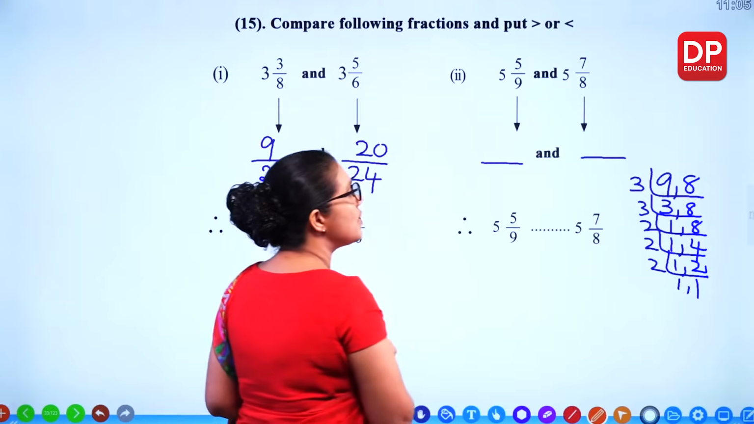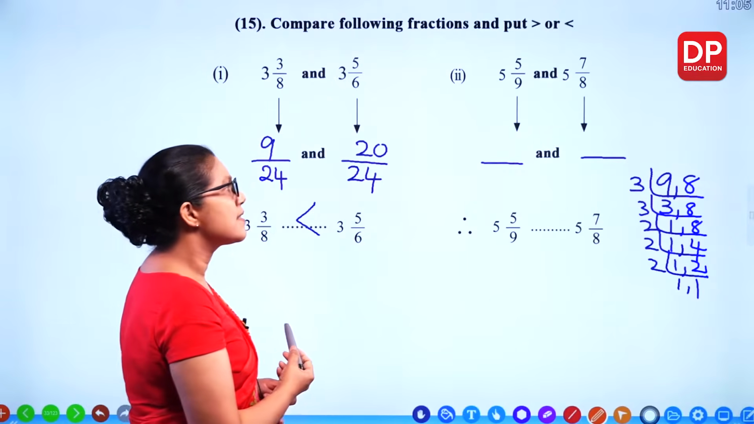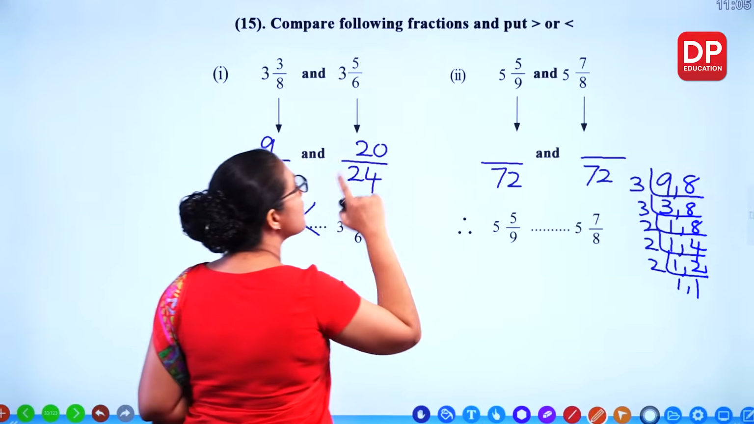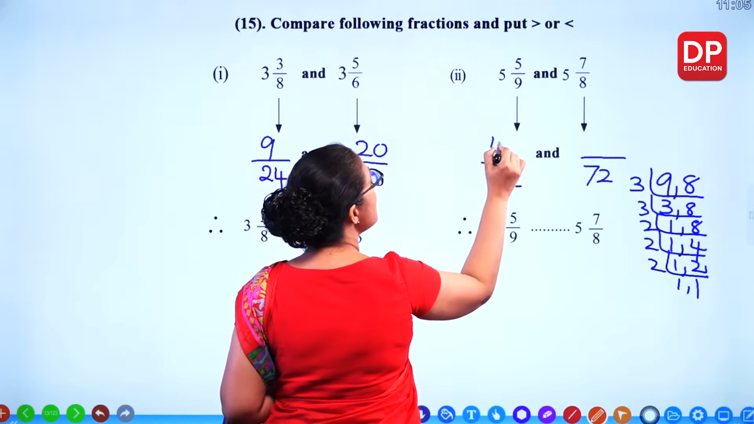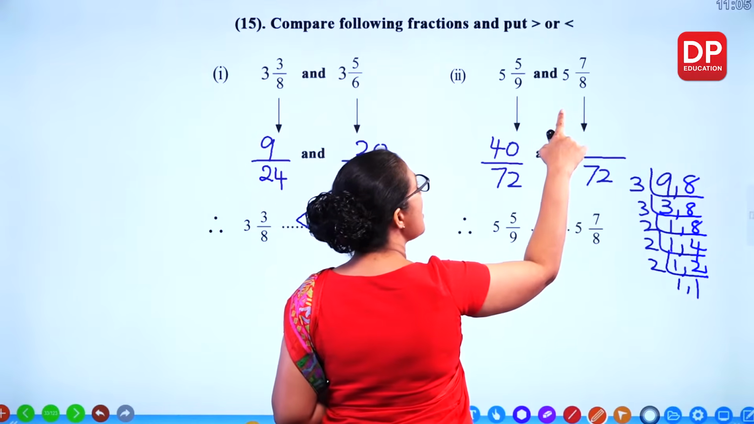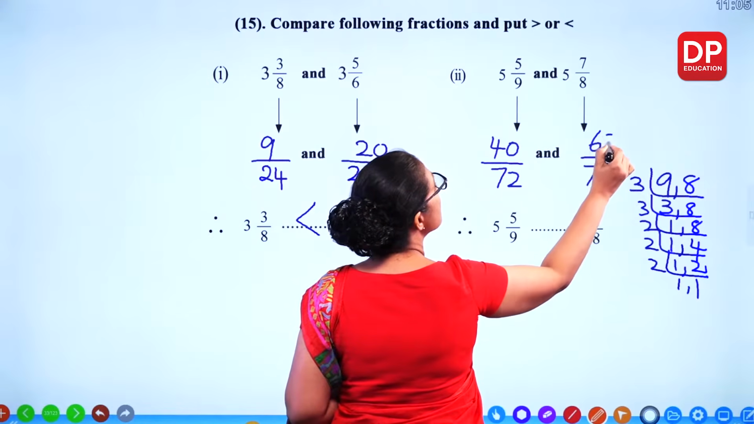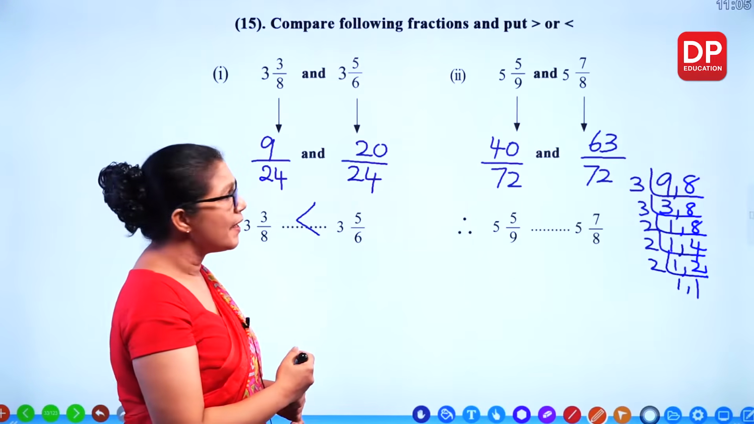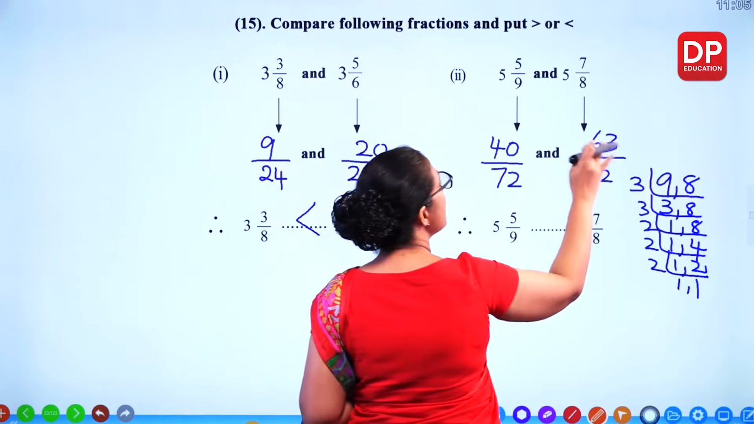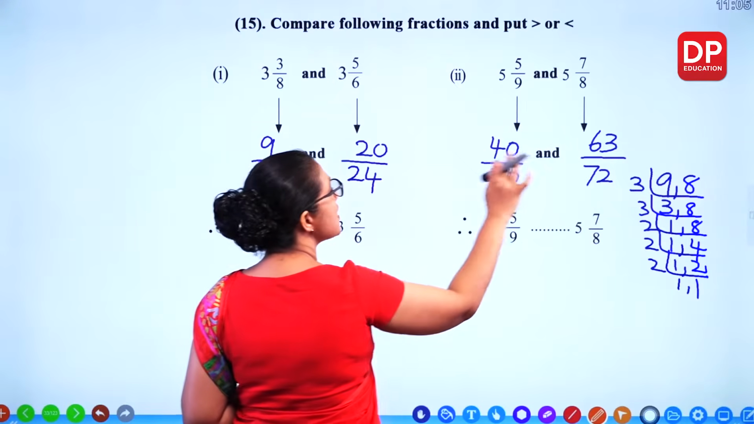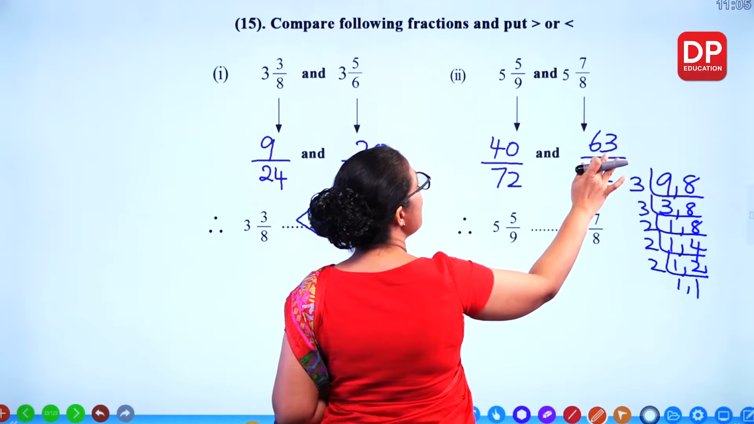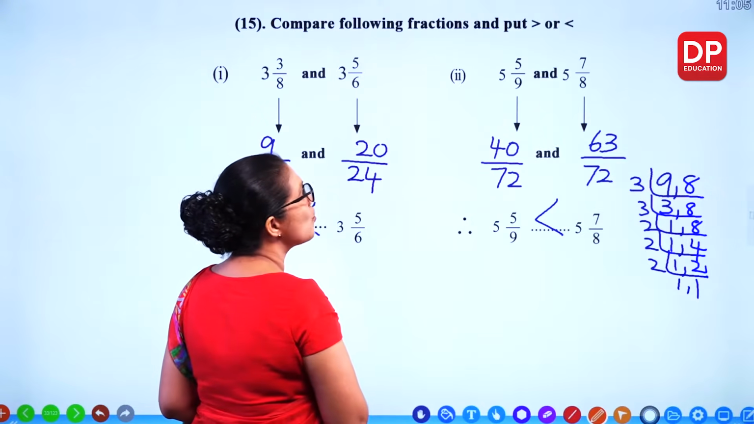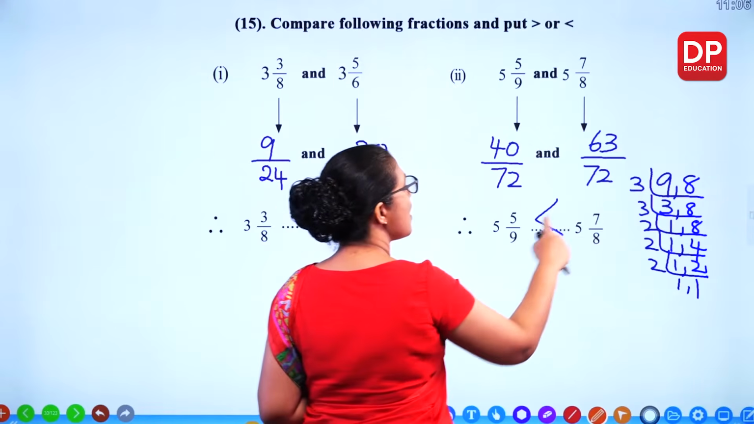So you get 3 times 3, 9, 9 times 8, 72. That means 8 times 5, 40. Here 9 times 7, 63. Which one is bigger? 63 is bigger than this one. So this side is bigger. So that means this one is bigger. Which one is larger? This is larger.